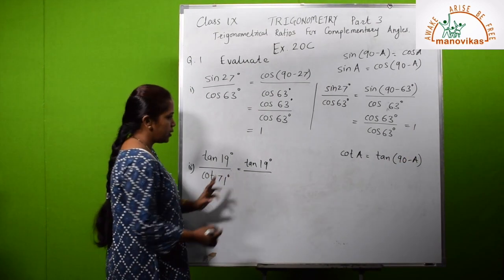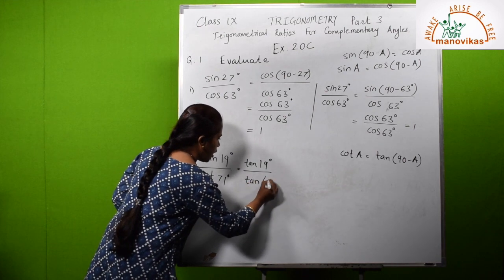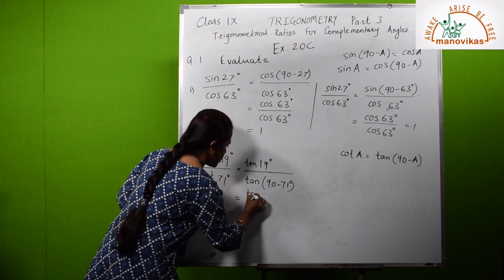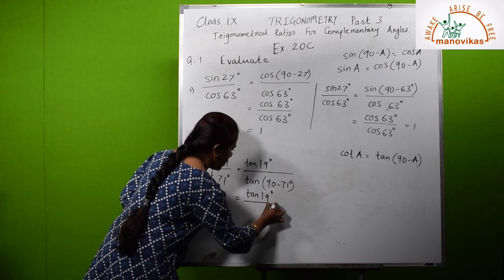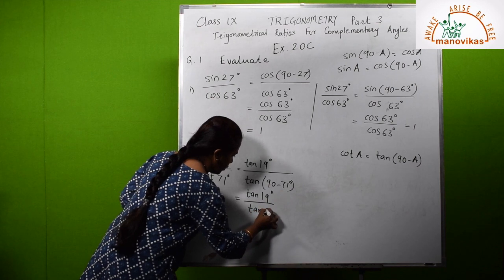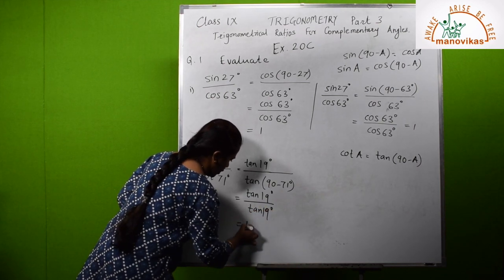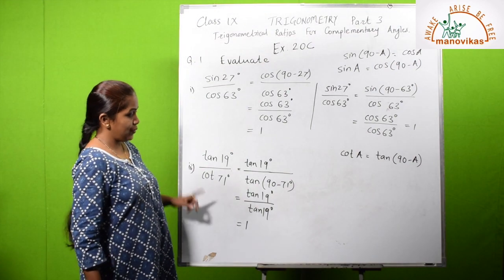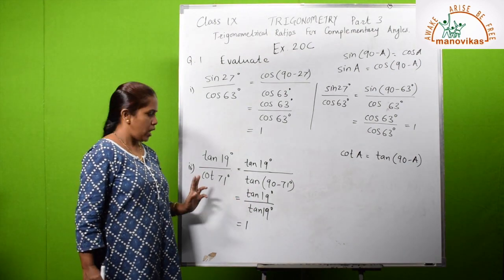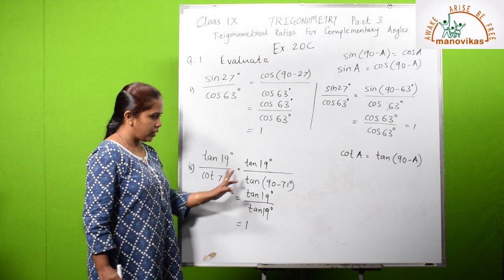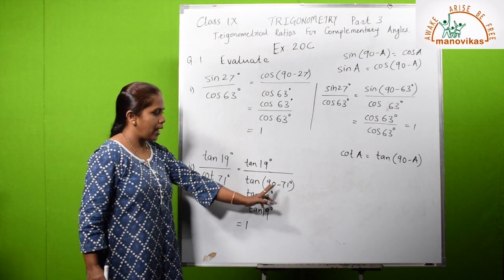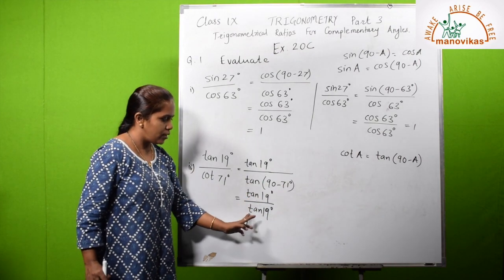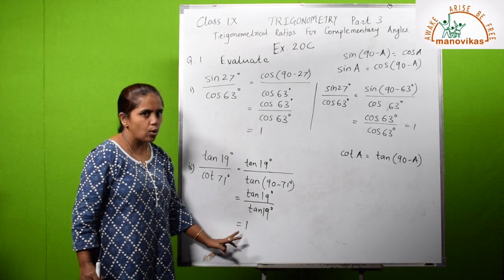So cot changes to tan 90 minus 71 degree. So it is tan 19 degree upon tan 19 degree, that is equal to 1. So instead of the numerator, here I have changed the denominator ratio. Cot changes to tan, 90 minus 71 as it is, but 90 minus 71 is nothing but 19 degree. So tan 19 divided by tan 19, you get the value 1.